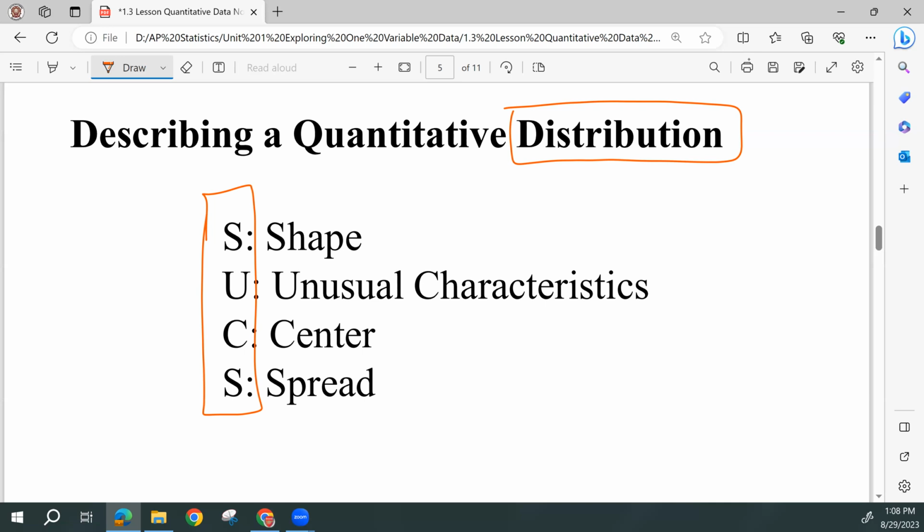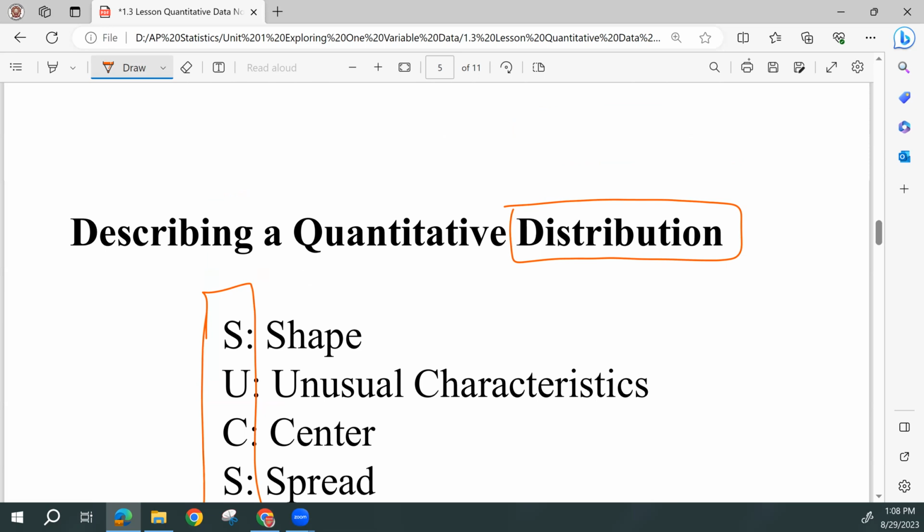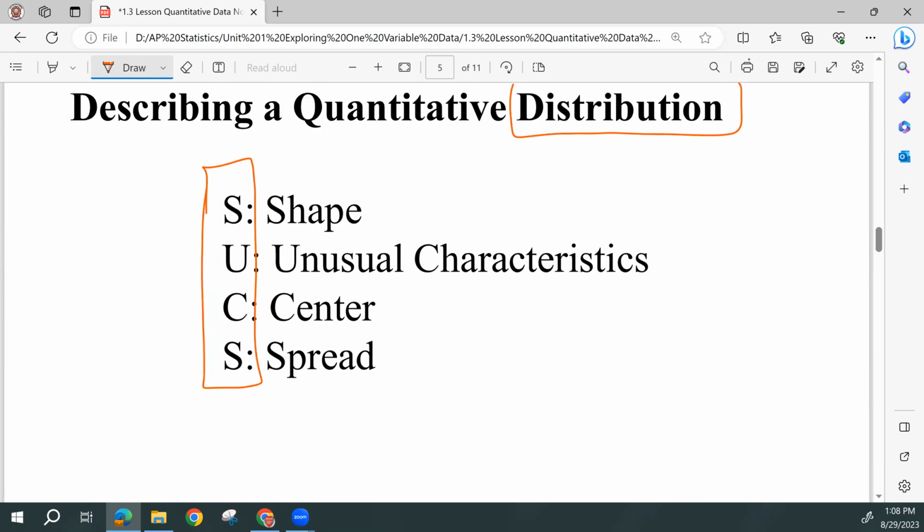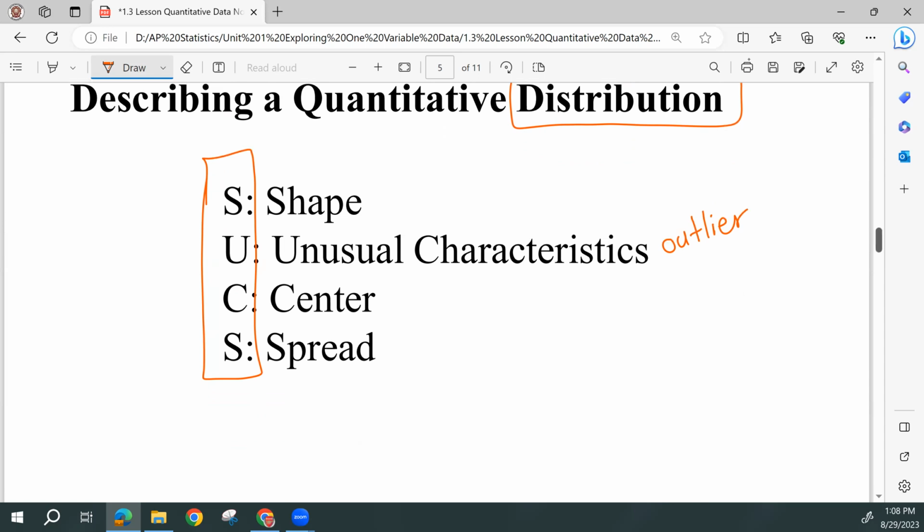And of course, I use this mnemonic. It used to be SOCKS because one of the unusual characteristics is an outlier. But we've had to include other types of unusual characteristics, so we've changed this mnemonic to SUCKS. So if you can remember that, hopefully it'll help you remember the things you need to talk about when describing a quantitative distribution.